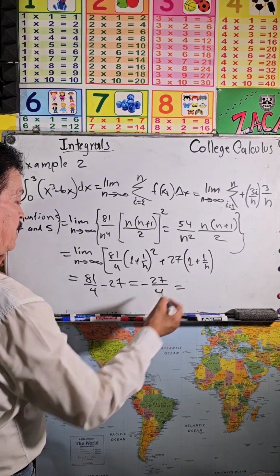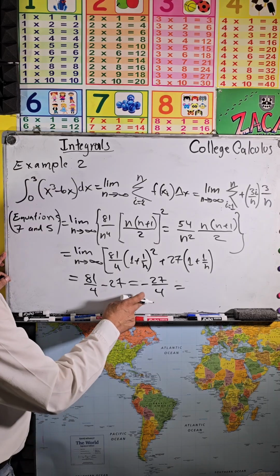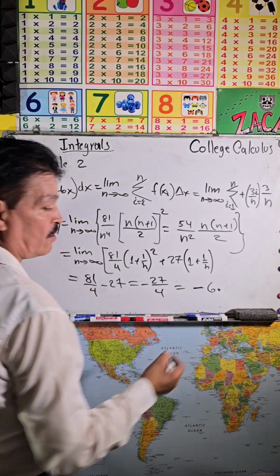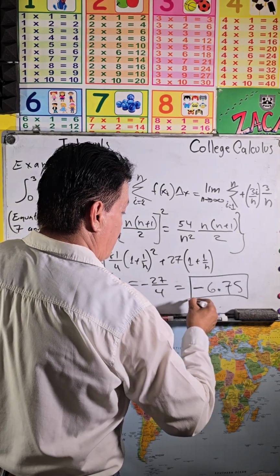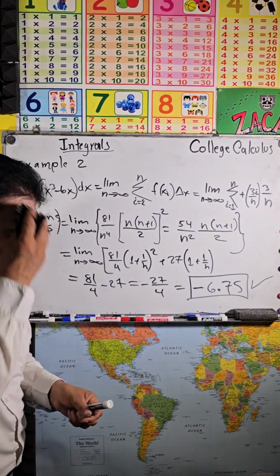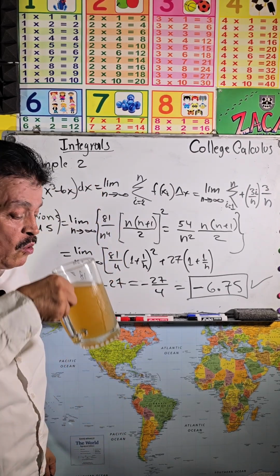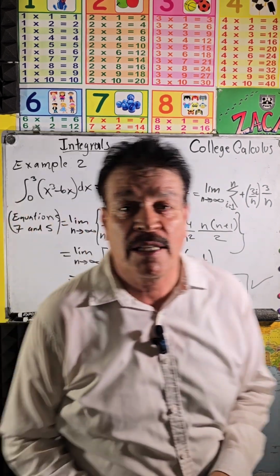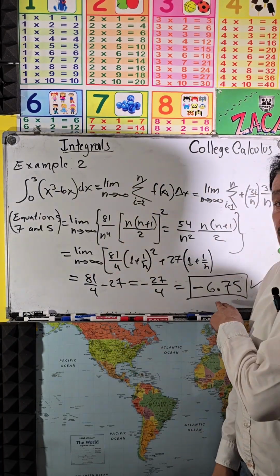And then we subtract here, so use the calculator. This is going to be negative 6.75. Yeah, that was the solution. Remember the problem, example number 2. But we have two parts in this problem, question A and question B. And this is the solution for B.